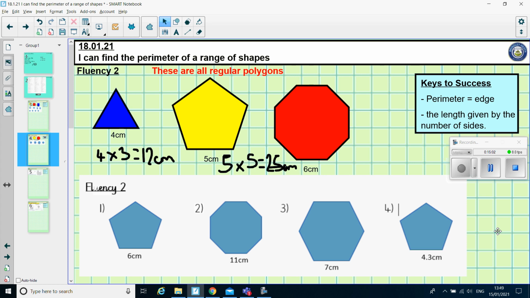Okay, year six. Hopefully you've had a go at that. Number one, then, the answer you should have got is 30 centimetres. Number two, the answer is 11 centimetres. Number three, the answer is 42 centimetres. And number four, the answer is 21.5 centimetres.